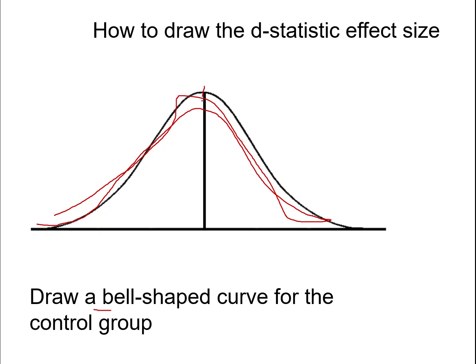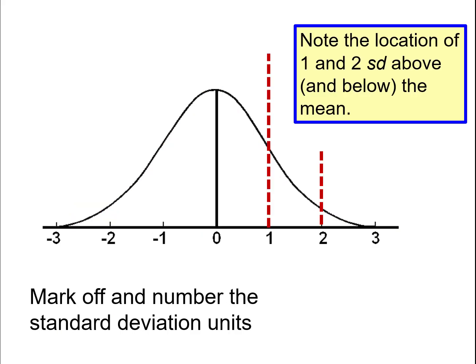And I'll also put a line right down the middle. That line will represent the mean of the control group. So now that I've drawn this normal distribution of scores for the control group, I'm going to mark off and number the standard deviation units in this distribution. So I'm going to note the location of 1 standard deviation above the mean. In a normal distribution, 1 standard deviation above the mean would fall right here. So I'm going to put a number 1 right there.